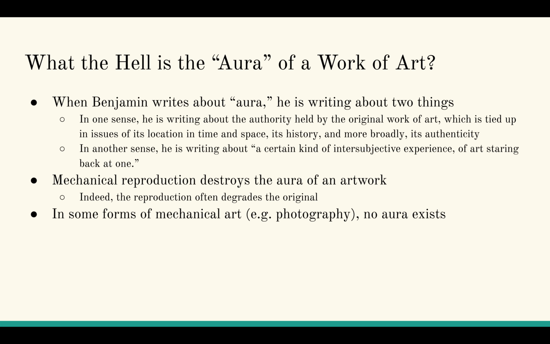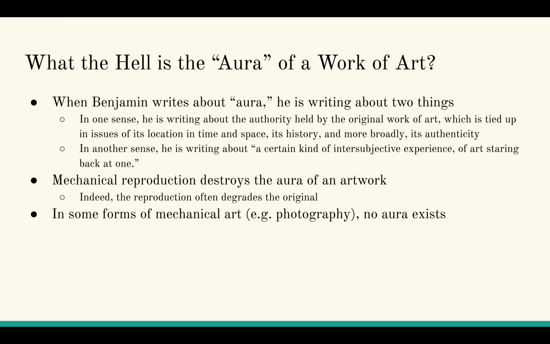In one sense, he's writing about the authority. Now, we've talked about this, the authority, the authenticity held by the original work of art, which is all tied up in issues regarding its location in time and space, its history, and more broadly, its authenticity. So again, this is what I've talked about thus far, about the original being made at a specific time, about the idea that it's only available to be seen or heard in a specific place, right? That's one half of it.